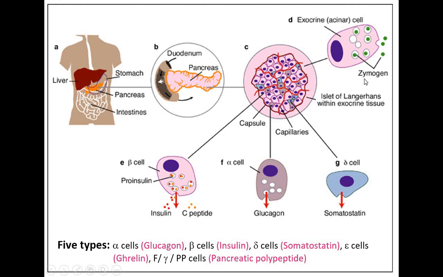Zymogen refers to inactive enzymes, right? For example, procarboxypeptidase is inactive and gets converted to carboxypeptidase, which is active. Fine. So in short, it is zymogen. Now in between these acinar cells, you find some tiny clusters, and those tiny clusters are referred to as the islet of Langerhans.